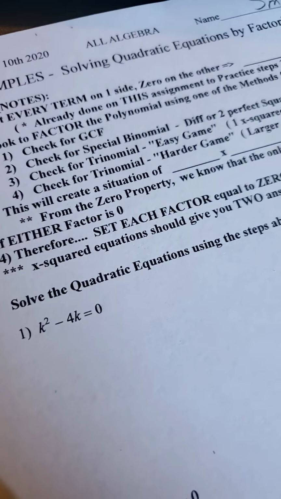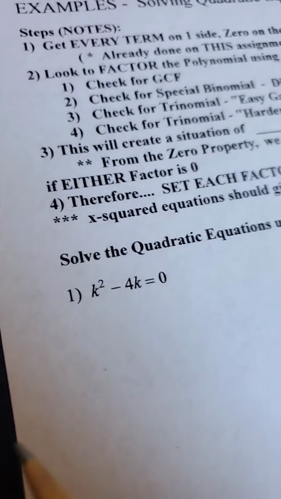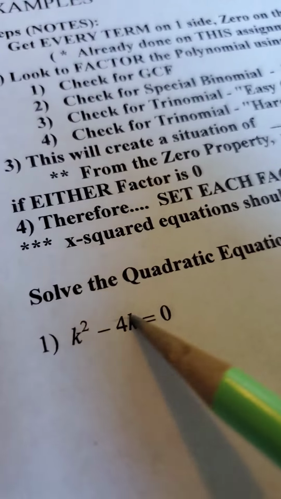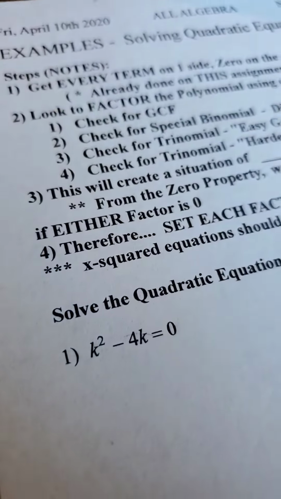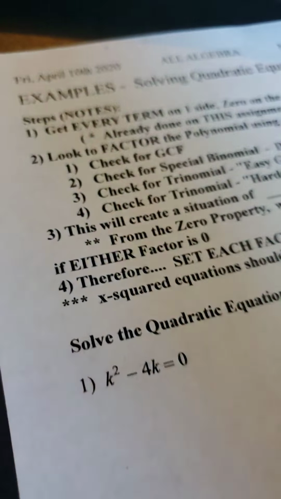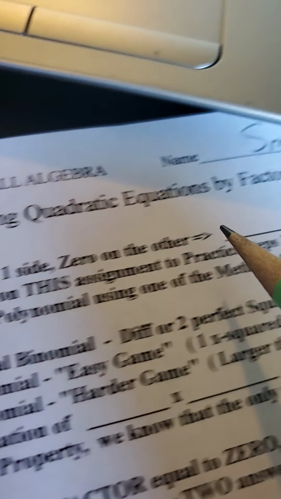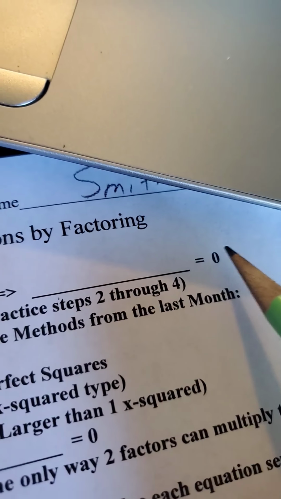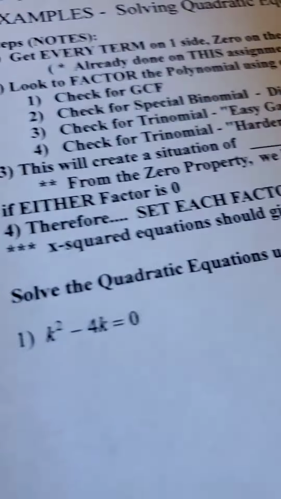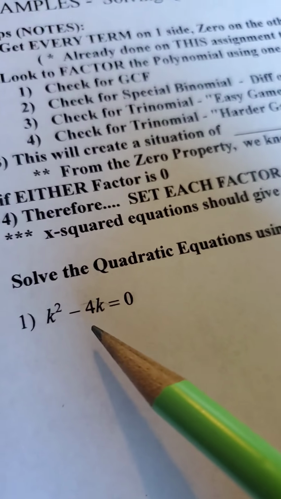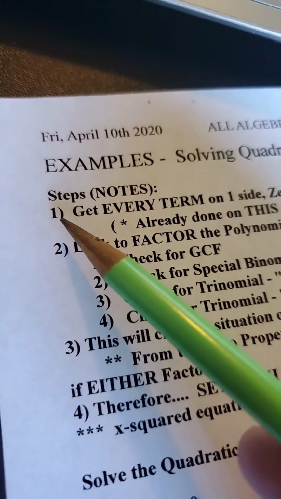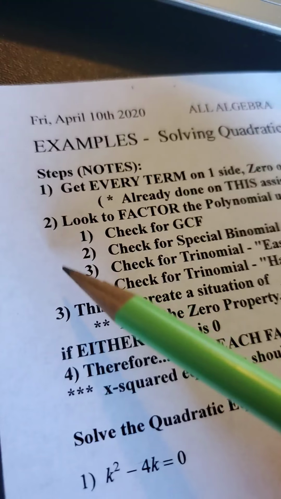All right, so hopefully you've already watched the video and you understand that because I cannot combine these, I have to change how I do the problems. I try to get first every term on one side, zero on the other. It's already done on today's homework, so step 1 isn't going to be needed today. We're focusing more on steps 2, 3, and 4.